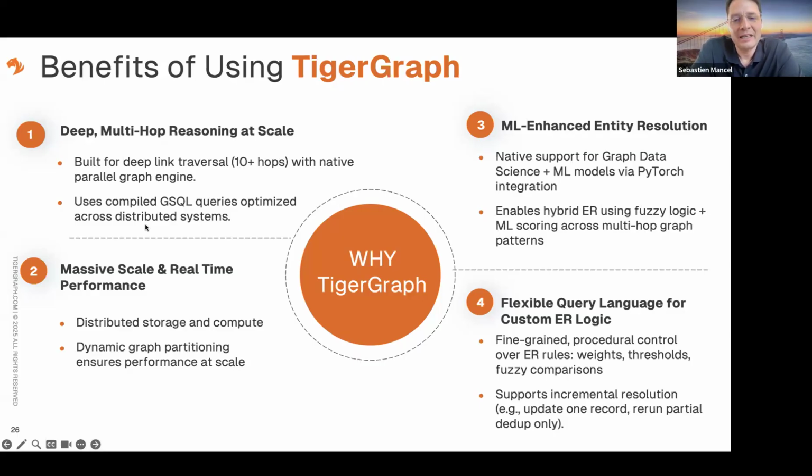And TigerGraph supports ML-enhanced resolution. It combines fuzzy logic, graph features, and machine learning to reduce false positives and make matches more accurate. And with its flexible query language, GSQL, organizations can define their own matching rules. And this is really key, right? Organizations want to be able to adjust the weights and thresholds and even run incremental updates without restarting the whole process. So the bottom line is TigerGraph doesn't replace deterministic, probabilistic, or ML methods. It strengthens them. It makes entity resolution faster, more accurate, and more scalable in production.